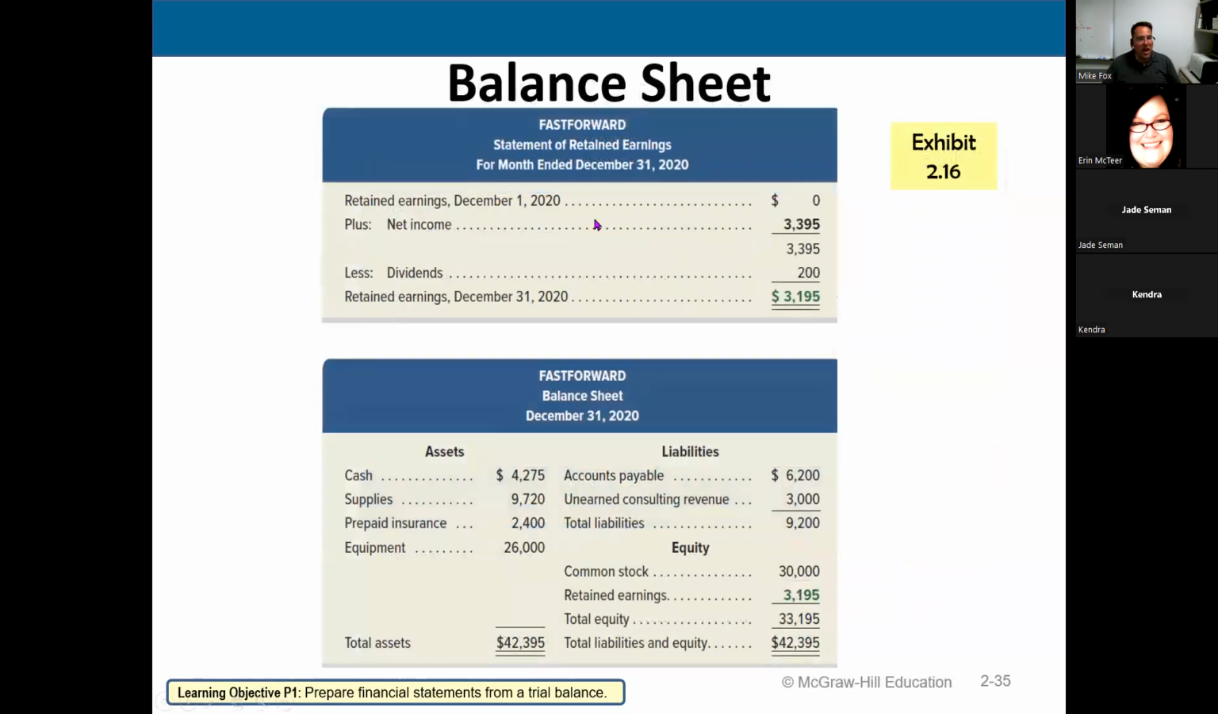And then once we've done that, we can create our balance sheet. We pull our assets right off of the trial balance, our liabilities right off of the trial balance, our equity is our common stock, which is on the trial balance, and our retained earnings, which we've just calculated. And that will give us our total equity. And then our total liabilities plus our total equity should equal our total assets. So the trial balance is cool because it puts all of that together for us in one place, and then we can easily make the statements.